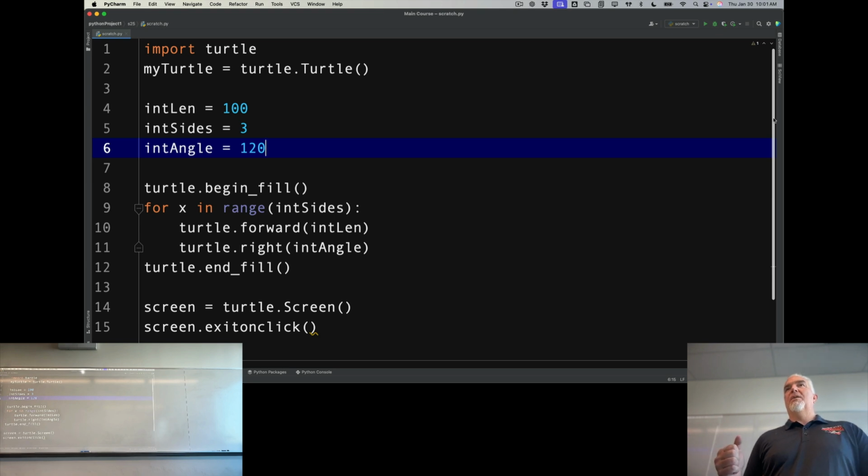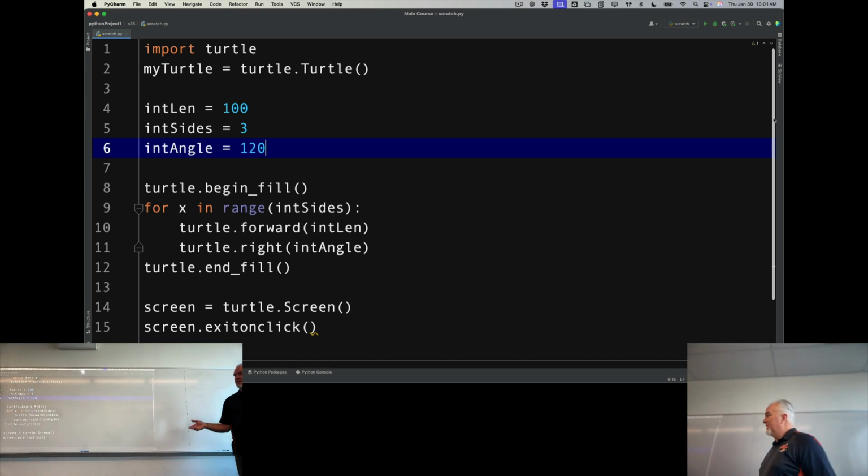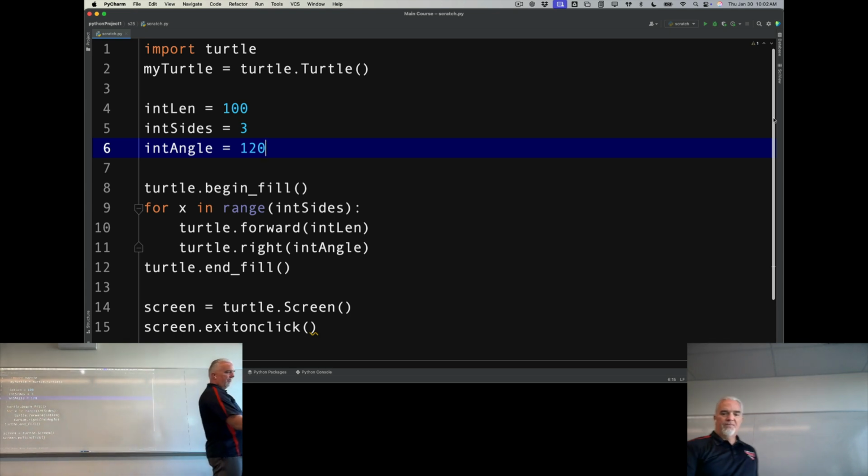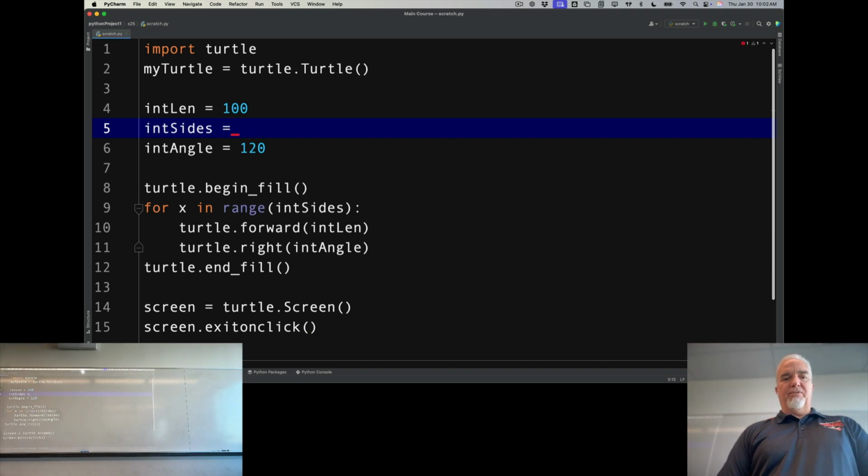So somebody tell me, what would the angle be for a 6-sided shape? If I have a shape that's 6 sides, what would the angle be that it turns each time? 60. How'd you figure that out? Right, you divided 360 by 6. So if I wanted to get rid of this as a static number, and I wanted to ask a user to input the number of sides they want the shape to have, and figure out the angle based on the number of sides that they entered, be thinking about that, because in a second I'm going to ask you for that formula.